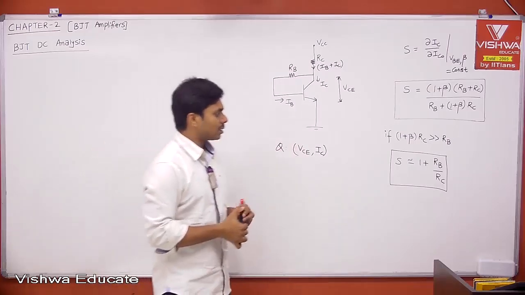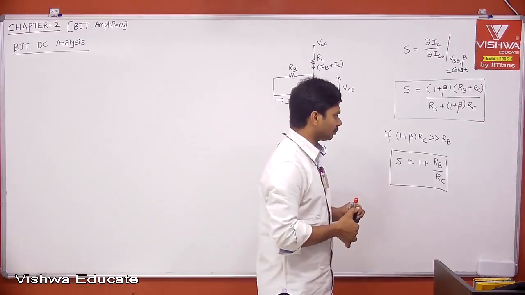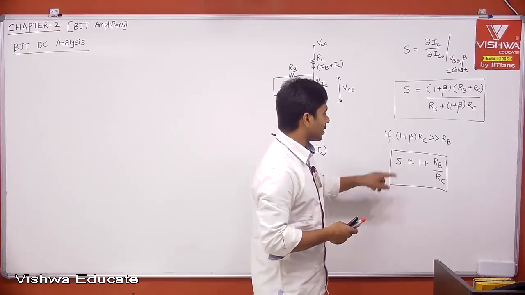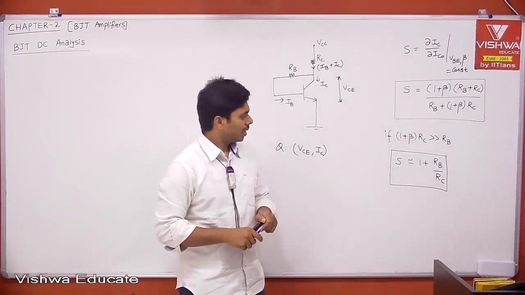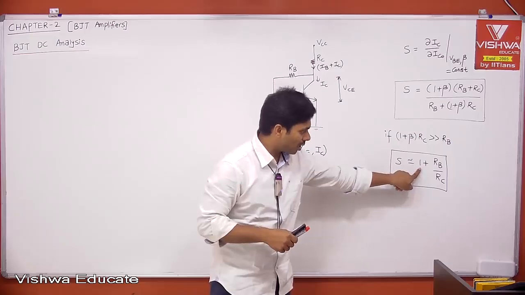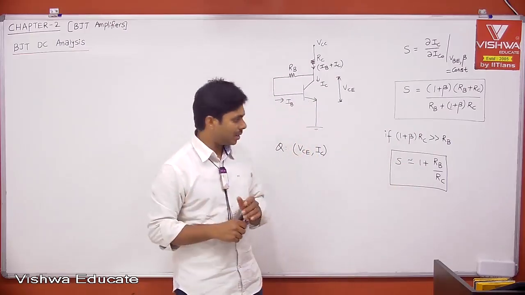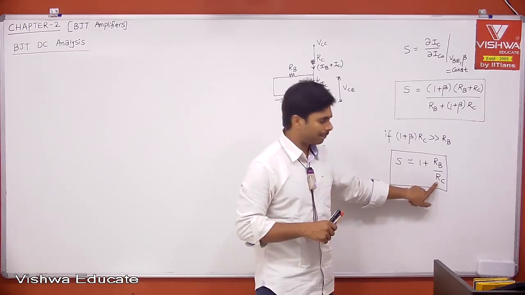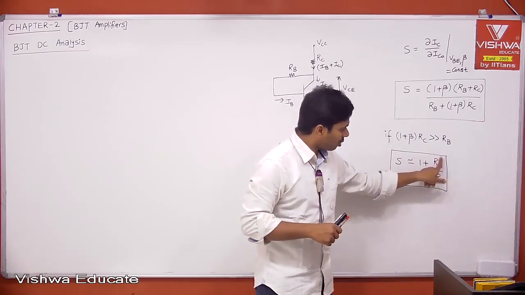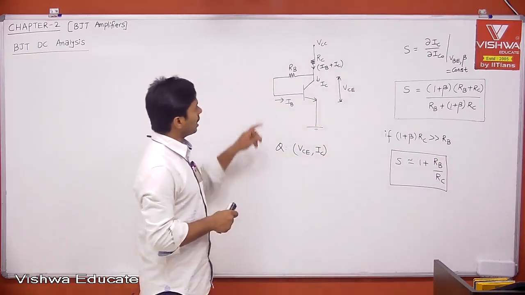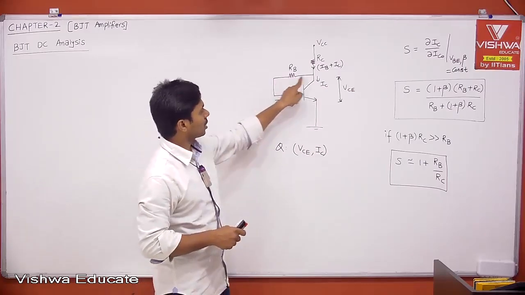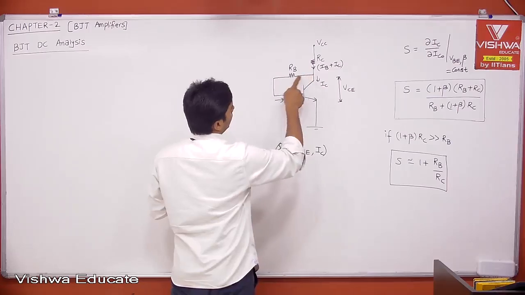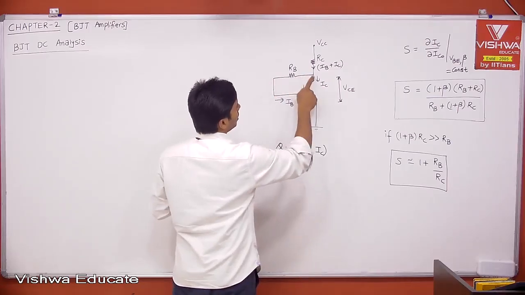Now, if I consider the derived formula, what value of S can we get which is minimum? I can say we can get S is equal to 1. That is the minimum value we can get, provided either RB is equal to 0 or RC is equal to infinity. When I say RB is equal to 0, what does it mean? It is a short circuit. Therefore, the base is shorted to collector. When base is shorted to collector, what does it mean?